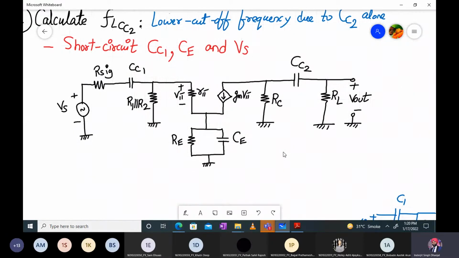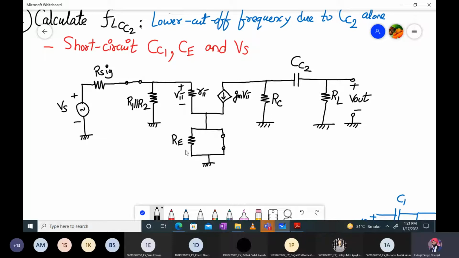For this, we have to short circuit CC1, the bypass capacitor CE, and the voltage source. So let's start doing that. All of you can continue writing in your books. What do we mean by short circuit? Short circuit means replacing that capacitor with a wire. Similarly over here, we have short circuited CC1, and here we have short circuited CE.